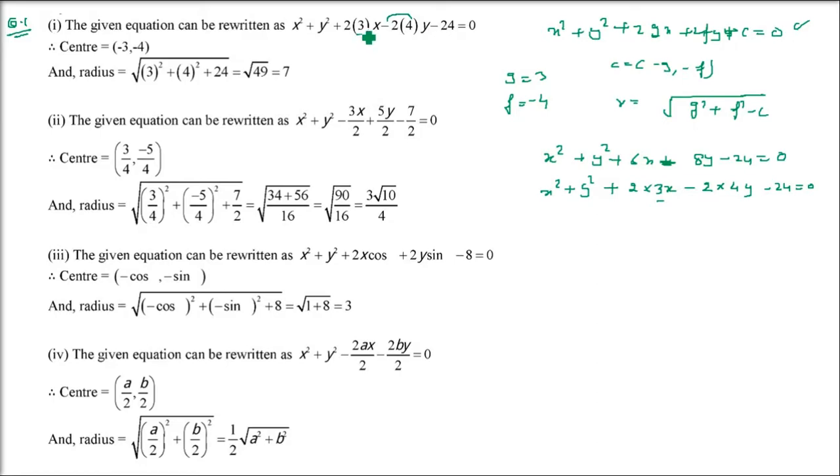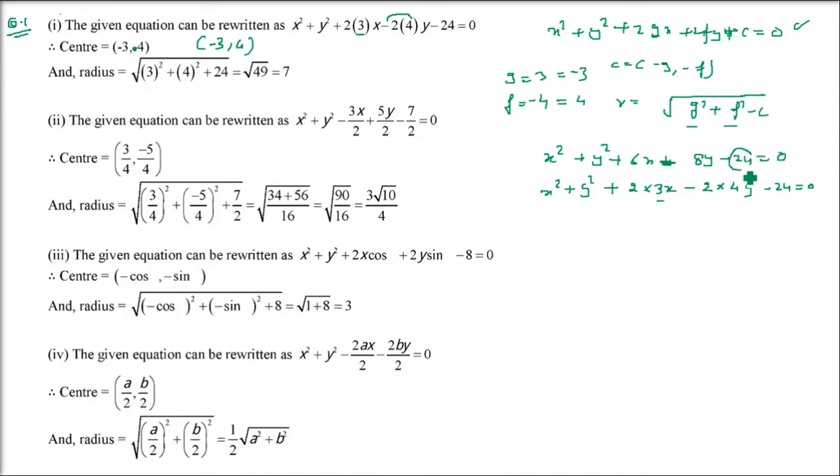Because g is positive, you see that the 2gx term is plus. The center is minus g and minus f, not g and f. So for g equal to 3, minus g will be minus 3. Minus f, minus of minus 4, will be 4. So the center is minus 3 and 4. It's clear now. Coming to the radius.